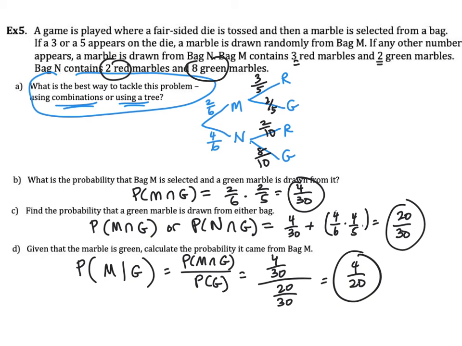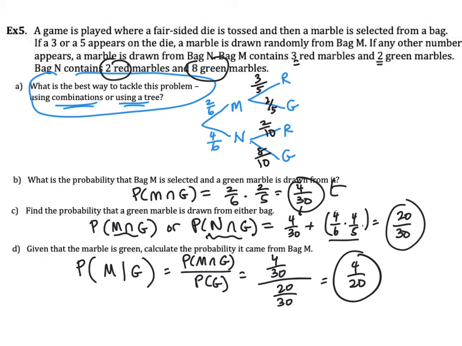Okay, did you get 4/30 for letter B, 20/30 for letter C, and 4/20 for letter D? Hopefully you did. Bag M and green, that's 2/6 times 2/5 for 4/30. Green from either bag, well, you had to do M and green or N and green, or means add, so we already found that. Calculate the second one, we get 20/30.